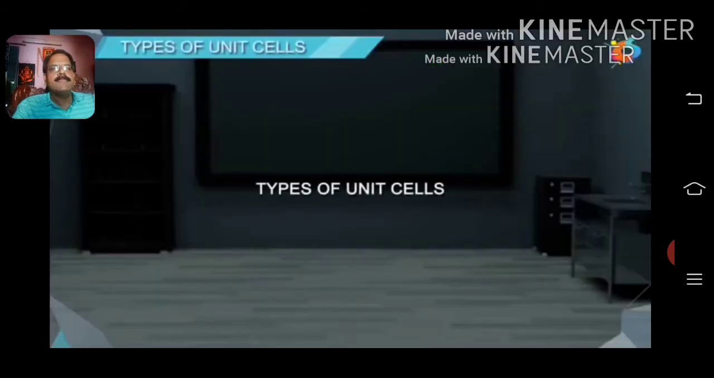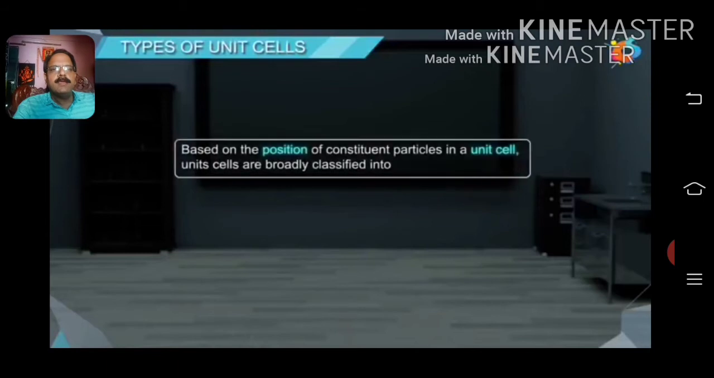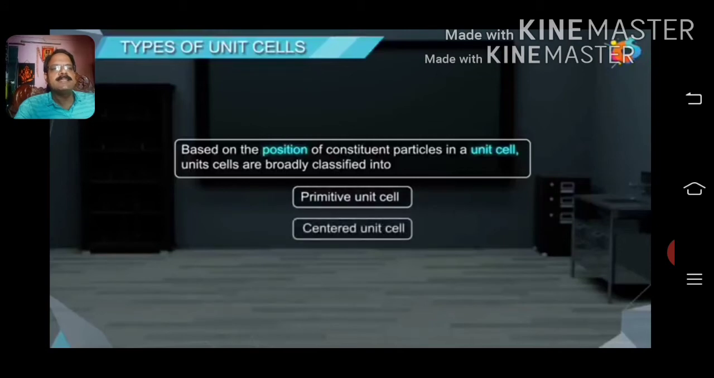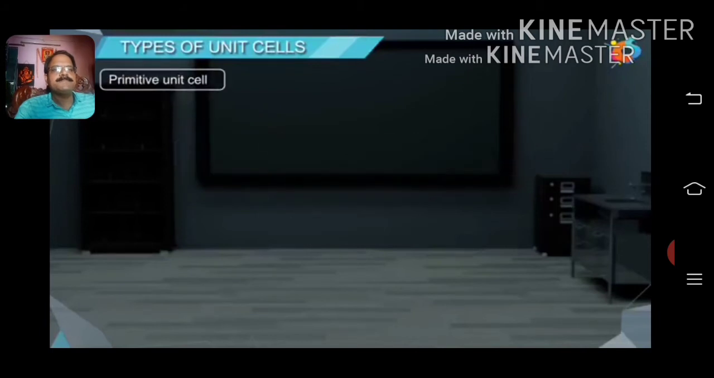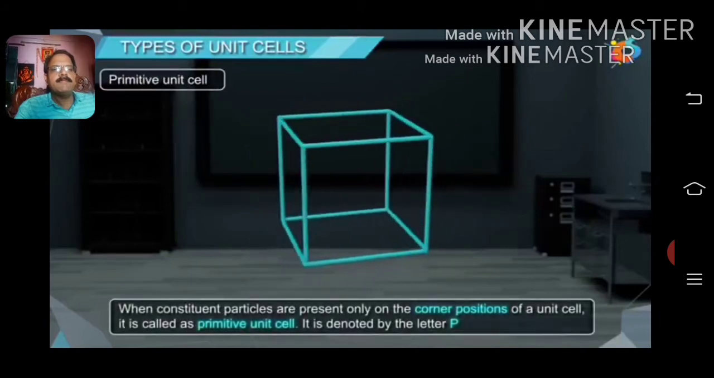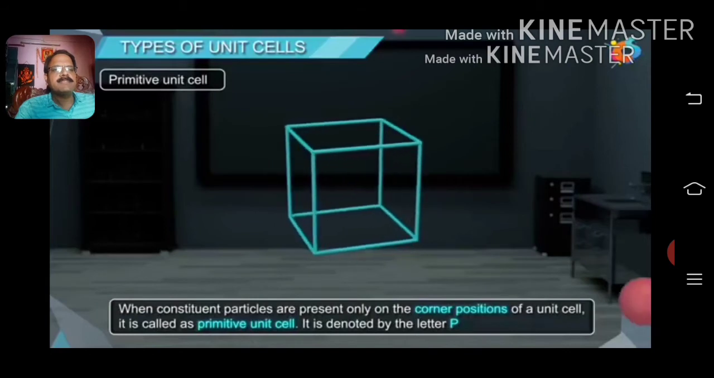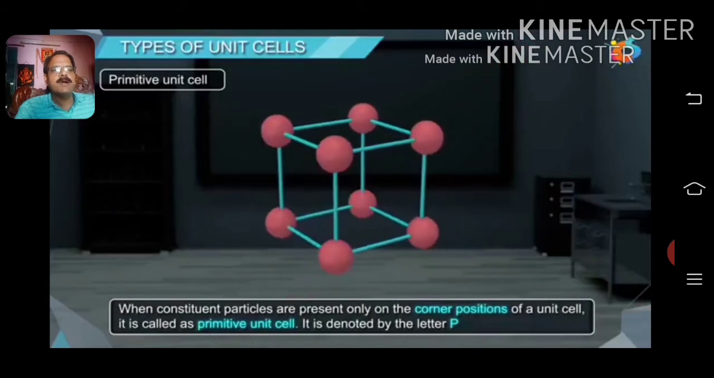Now let's see the types of unit cells. Based on the position of constituent particles in a unit cell, they are broadly classified into primitive unit cells and centered unit cells. What are primitive unit cells? When the constituent particles are present only at the corner positions of a unit cell, it is called a primitive unit cell, also called simple cubic, and it is denoted by P.